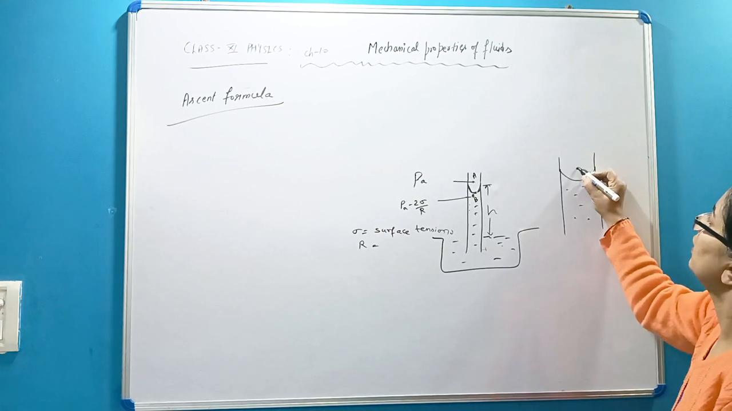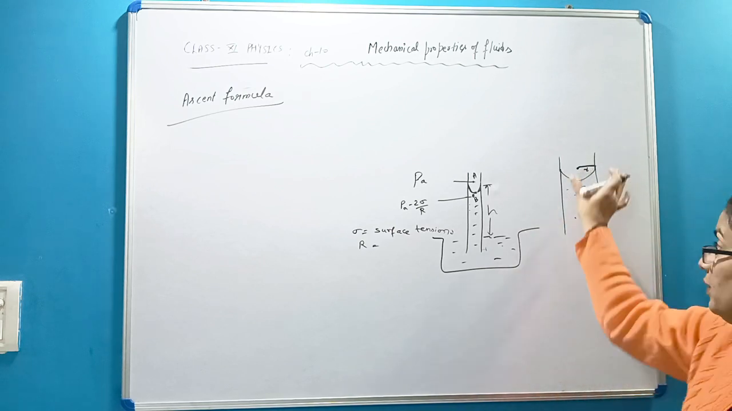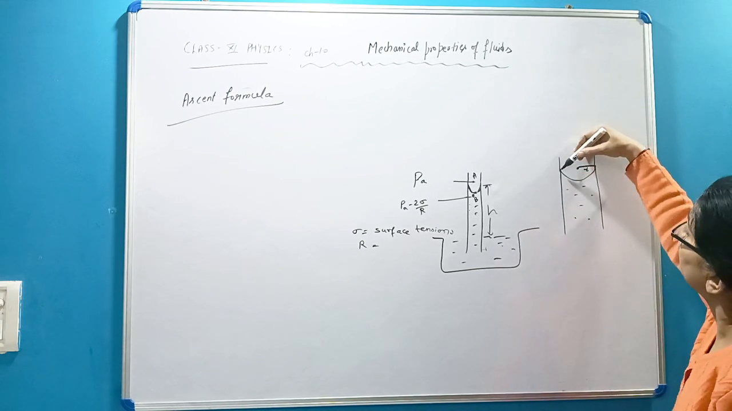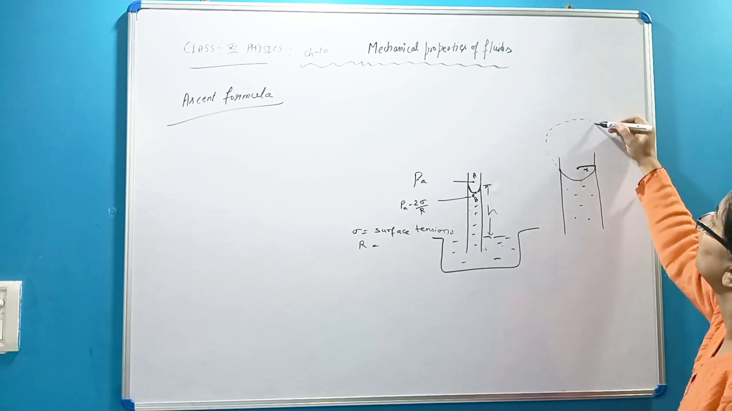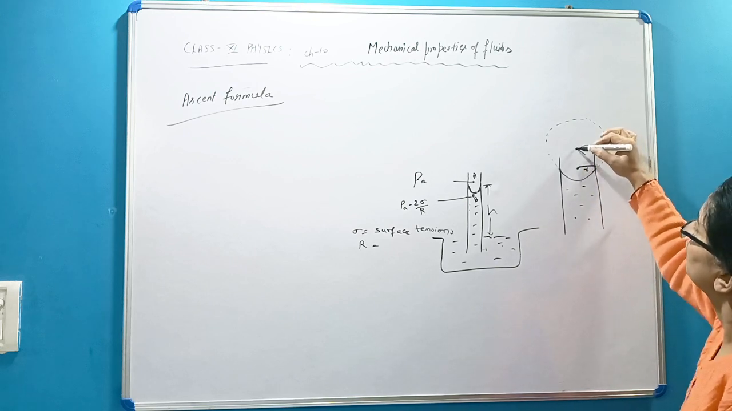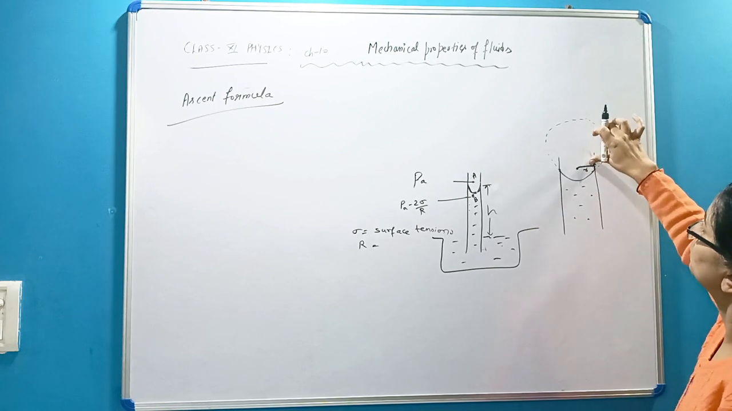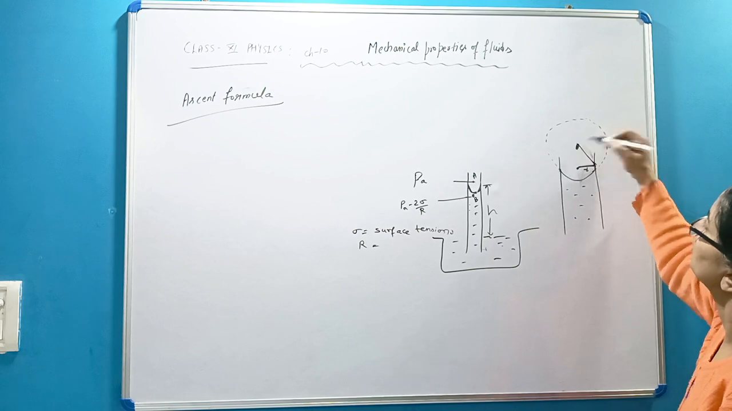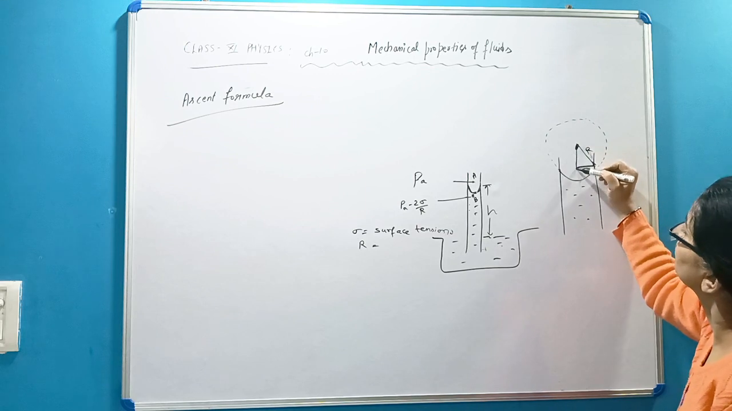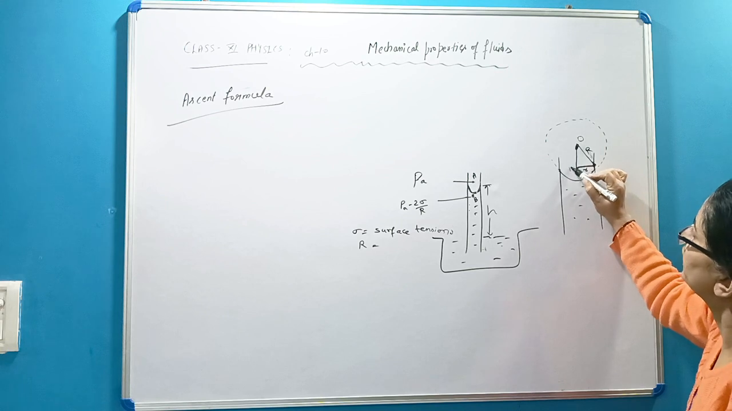But this small r is the radius of this narrow capillary tube. Small r is the radius of the capillary tube. When I draw the complete sphere, it will be like this. This capital R is the radius of this concave-shaped sphere, and just join this O. Suppose this point is K, and this is L.